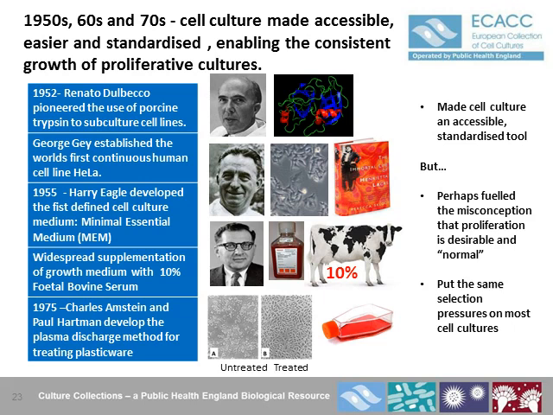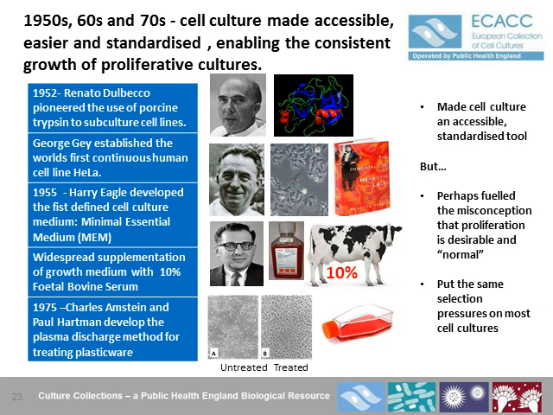In the 1950s, 60s and 70s, cell culture was made accessible, easier and standardised, enabling consistent growth of proliferative cultures. Renato Dulbecco used the enzyme trypsin for the first time to subculture cell lines whilst he was working on cancer-inducing effects of polyomavirus. The use of trypsin made cell culture an accessible technology for many scientists, and on the one hand introduced a level of standardisation and reproducibility, but on the other put a selective pressure on most cell cultures, selecting for cells insensitive to damage by trypsin.